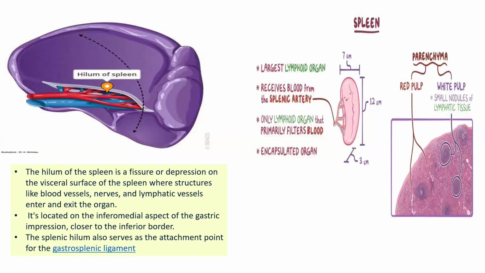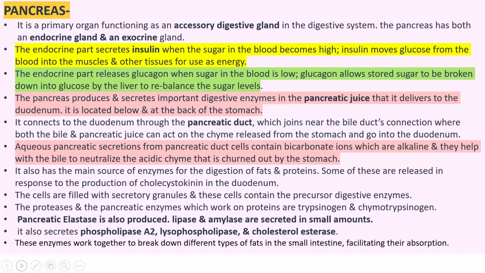It is located on the inferomedial aspect of the gastric impression, which is closer to the inferior border. So the splenic hilum also serves as an attachment point for the gastrosplenic ligament with the stomach. The spleen is the largest lymphoid organ, which you know very well, and receives blood from the splenic artery. It is the only lymphoid organ that primarily filters blood, and it is an encapsulated organ. We will learn about the spleen in a separate video.